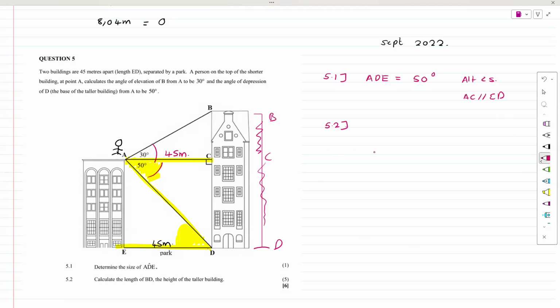Now, this one, again, I don't think it's difficult because we need to understand if this side is 45, that means this side is 45 as well. So now we have two simple triangles. Let's deal with the small part first. If we deal with the tiny triangle, that's the one on the top, we end up with A, B, and C. We've got 30 degrees. We've got 45.